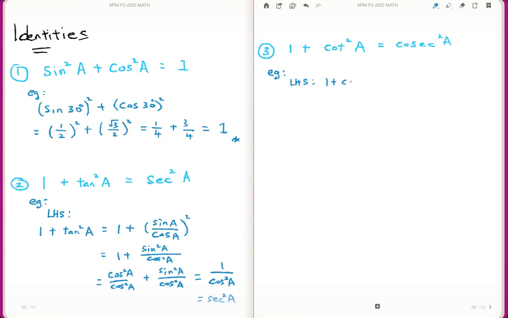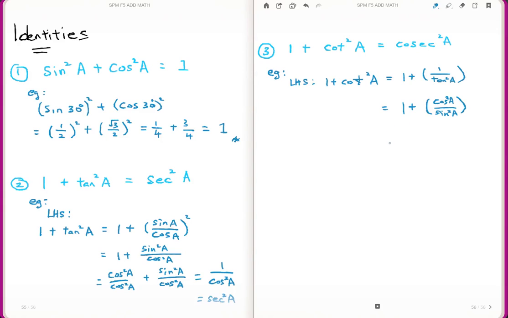So 1 plus cotangent squared A, therefore equals 1 plus 1 over tangent squared A. So based on what you have learned, tangent is sine over cos. So here would be cos over sine squared A. You get tangent, 1 over tangent is sine over cos, because it's 1 over already, so you invert that.